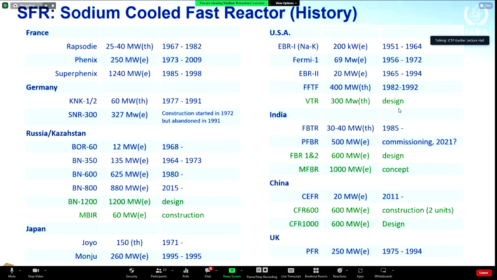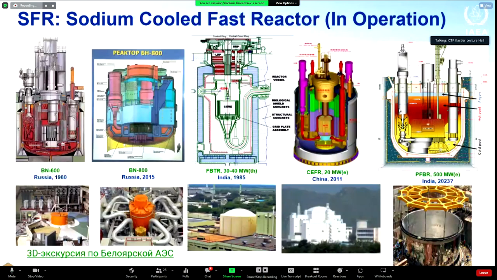India also developed several other reactors. In China, already more than 10 years in operation, it's CFR, China Experimental Fast Reactor, small reactor, 200 megawatt electric. But China now builds two CFR 600 reactors, which is under construction and expected in a few years to be built. Two exactly the same reactor, 600 megawatt, and other reactors under design.